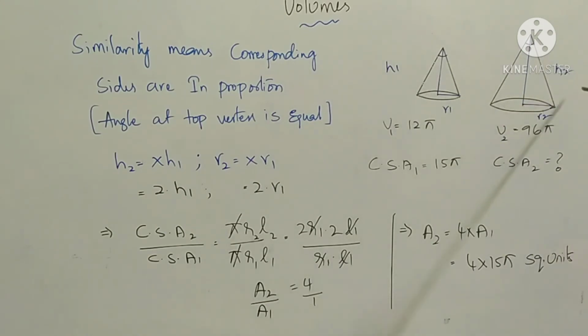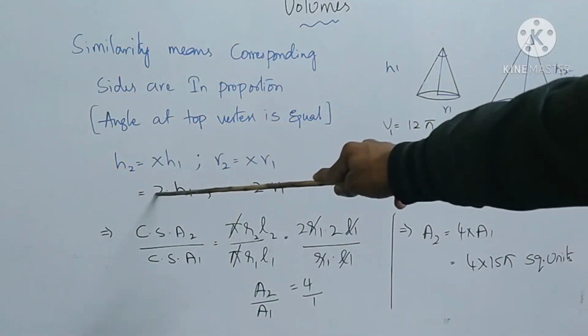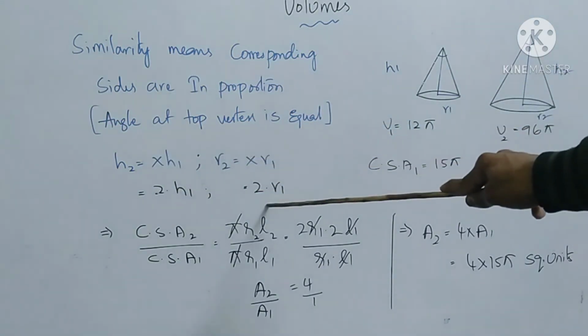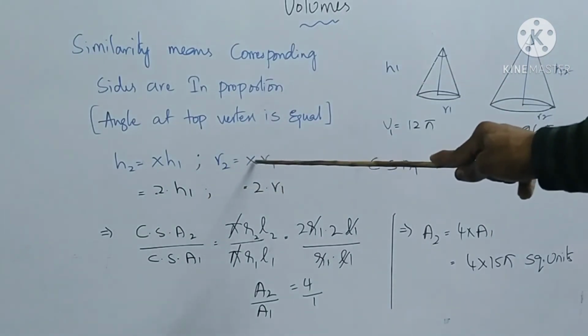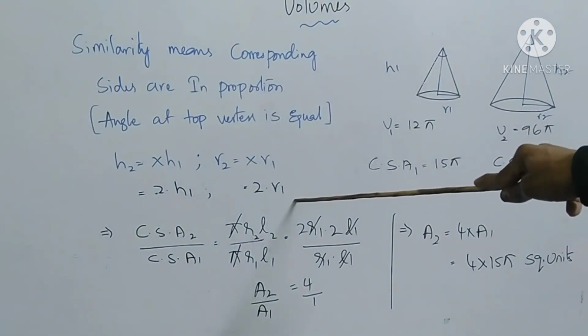In both cones, the sides are in proportion. H2 is 2 times H1 and R2 is 2 times R1. The proportionality constant is 2. So H2 is 2 into H1 and R2 is 2 into R1.